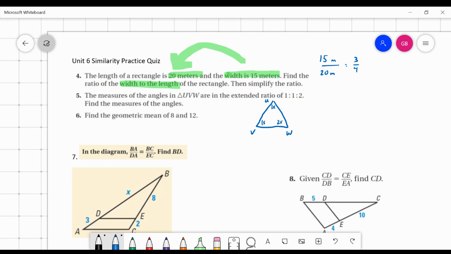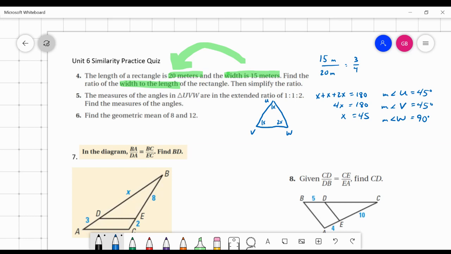Now remember that in every triangle, the sum of the degrees of all three angles is 180. So x plus x plus 2x is 180. So 4x is 180. 180 divided by 4 is 45. So if x is 45, the measure of angle U is 45. The measure of angle V is 45. And the measure of angle W is 2 times 45, which is 90 degrees.